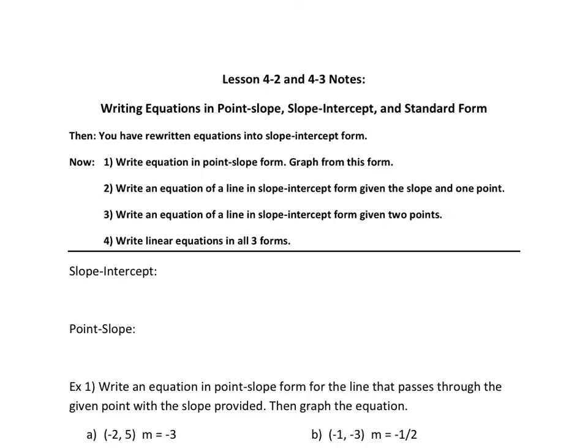Okay, we're going to be looking at lesson 4.2 and 4.3 all at the same time. We have already talked about both slope-intercept and standard form, and so we're going to hit those 2 points again. But what we're really going to start picking up today is what's called point-slope form.